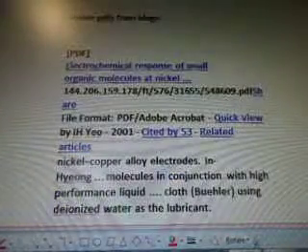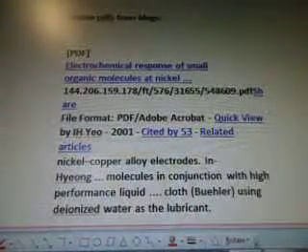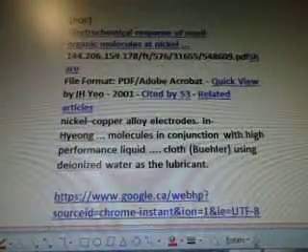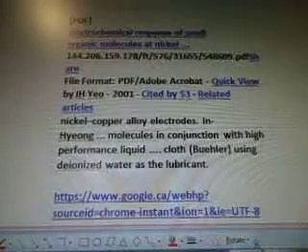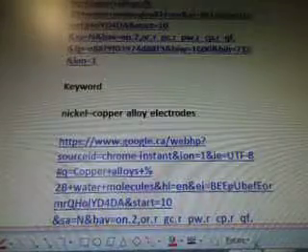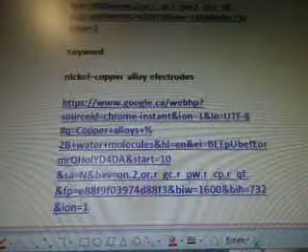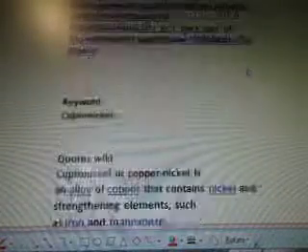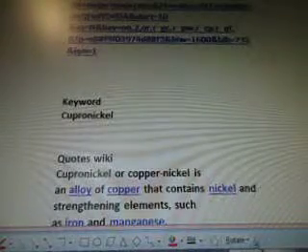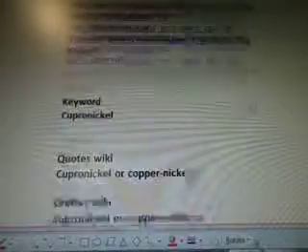Okay? So this is nickel copper alloys electrodes encoding molecules in conjunction with high performance liquid, cloth, buehler using deionized water as a lubricant. So again, that's a Google link. Keyword nickel copper alloy electrodes comes from that source. The keyword is cupronickel, that comes from this data here.